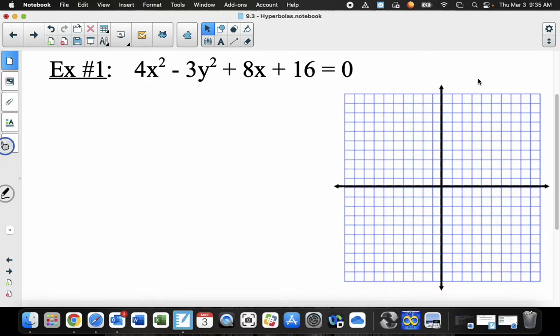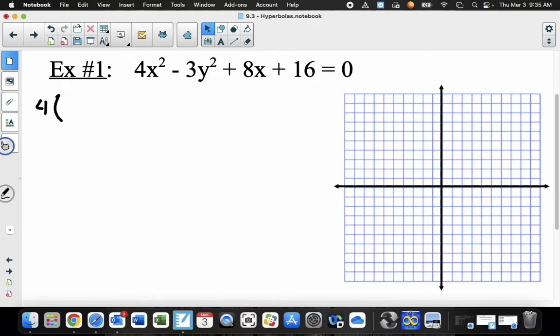The signs are different. One's positive, one's negative. If that was a plus sign in front of the 3, this would be an ellipse. Okay? So again, that's how you kind of tell the difference. So in order to complete the square on the x's, I'm going to factor out a 4. So that's where we're going to start.